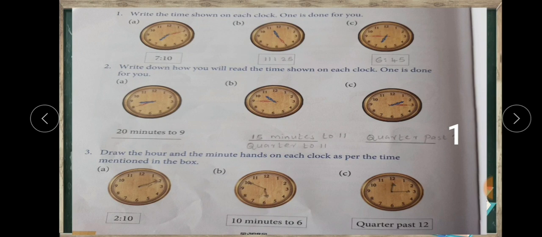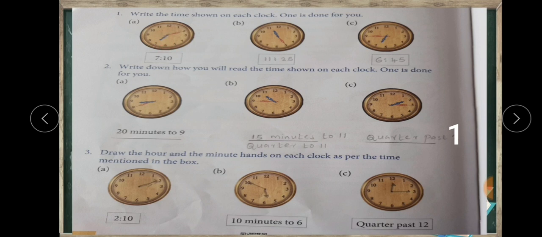Here, images of some clocks are given. Each clock shows a time. The first question, write the time shown on each clock. And the first one is done for us. In the first clock, the time shows 7:10. The hour hand is on 7 and the minute hand is on 2. 2 means 10 minutes. So we can read the time as 7:10.